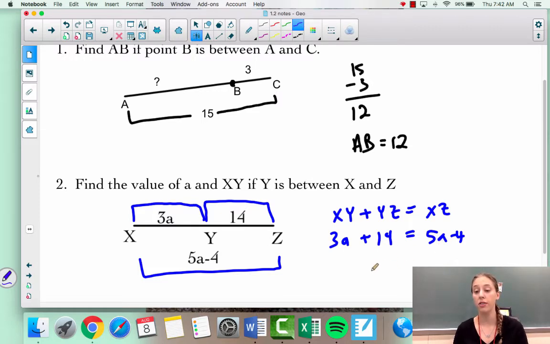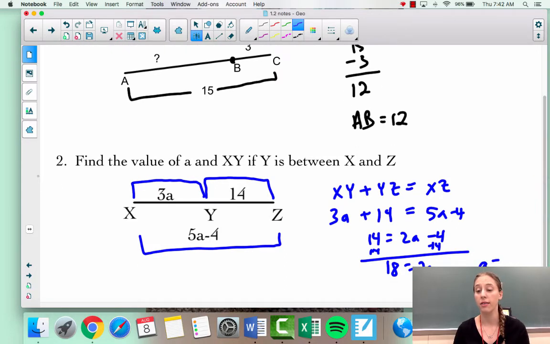Subtracting 3a to the other side, we get 14 is equal to 2a minus 4. Now I can add 4 over, and I get 18 is equal to 2a, and then divide by 2, we find that a is equal to 9.